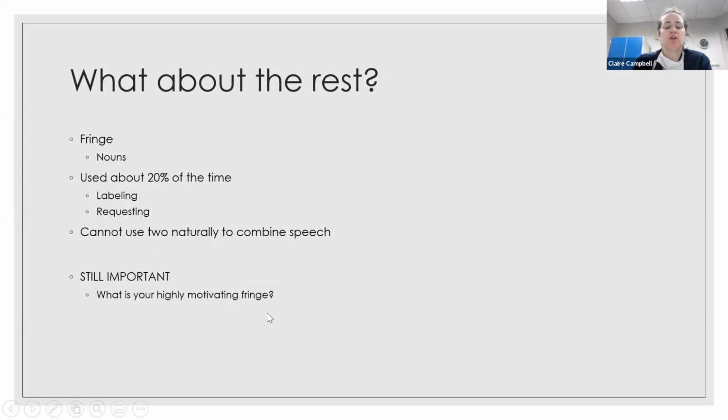But whereas the core is pretty standard across kids, the fringe is going to vary depending on someone's interests. So my fringe words and the things that are motivating to me are going to be Nashville Predators, hockey, hippopotamus, it's my favorite animal. Some people couldn't care less about that.